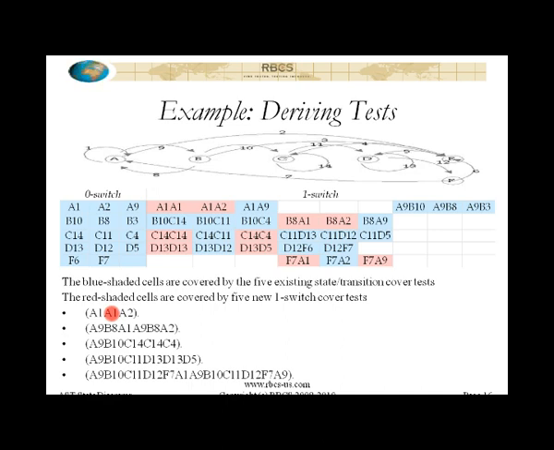You're not trying to cover these things independent of anything else. You're just trying to force all possible transitions of length 2, in this particular case, to have been taken. Whether they were taken as part of doing something else doesn't matter. You just want to make sure that they've been done. Okay?